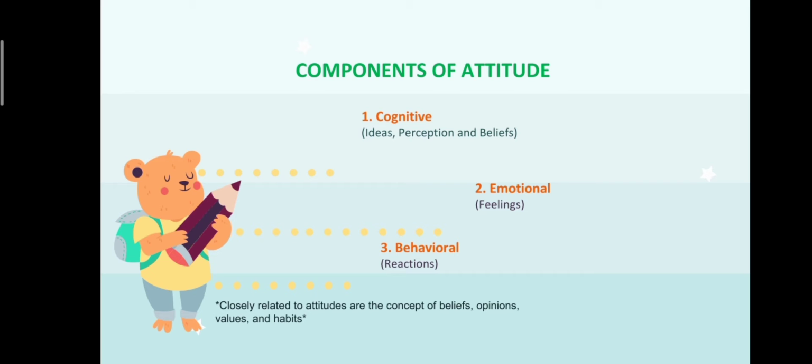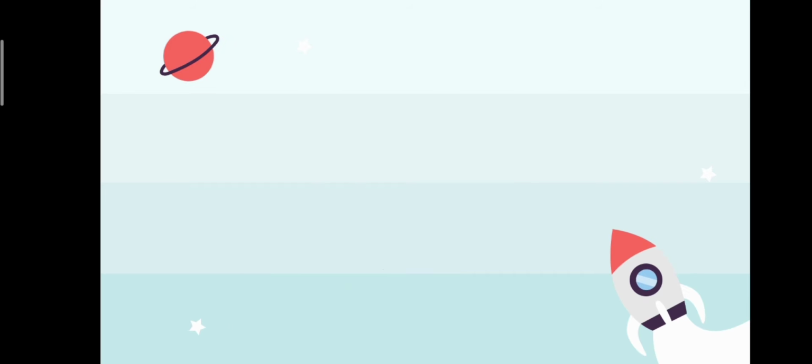And the third is the behavioral component. It refers to how one may react to the attitude object. For example, if this company is computerized, I'm going to quit. Or as soon as a new software package is available, I want to learn how to use it.